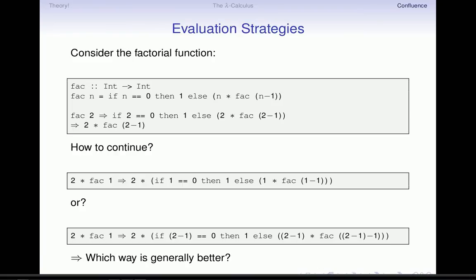Feel free to pause the video and think about it for a minute. Which of these reductions would you prefer? Can you give a reason why you would prefer one of them? Think about it for a moment.